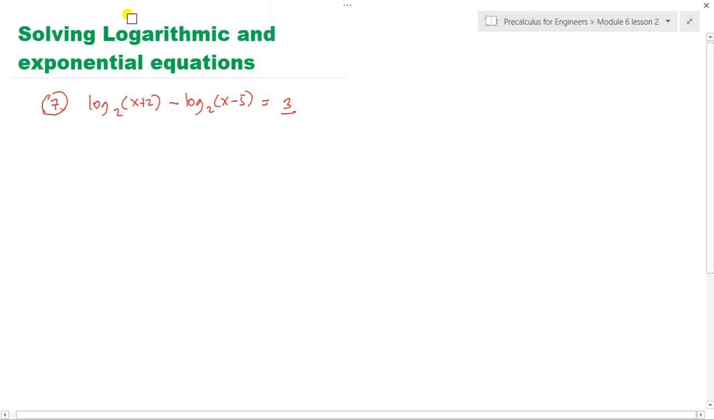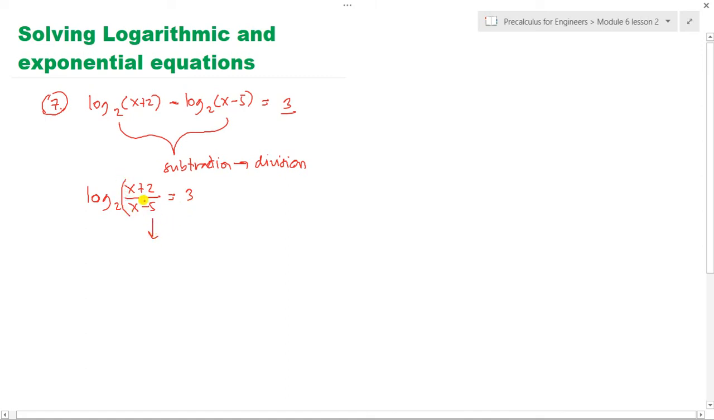This can be condensed. Since they have the same base and the operation is subtraction, if that is subtraction, we convert it into division, meaning we divide the expressions inside the logarithm. So that is the log of x plus 2 divided by x minus 5 with the base of 2 is equal to 3. Now, this is in logarithmic form.